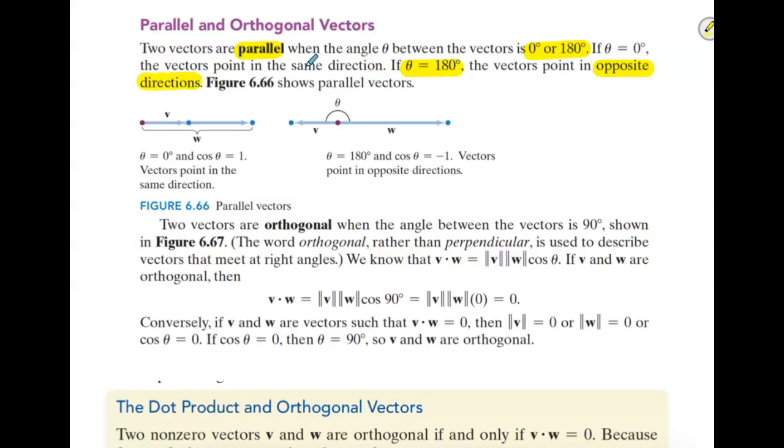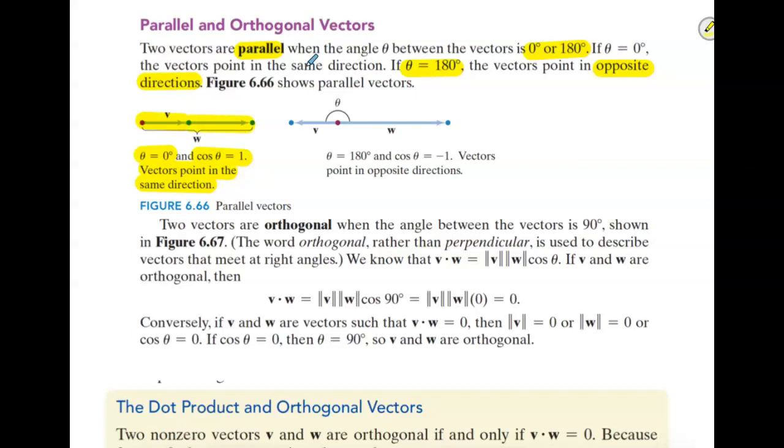So here's an example graphically. We have an angle theta, which is 0 degrees. Remember, that is when the cosine of the angle equals 1. They're going to point the same direction. So if we have vector v and then vector w, they're going to be the same direction.